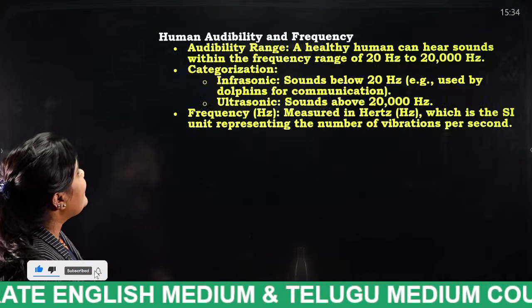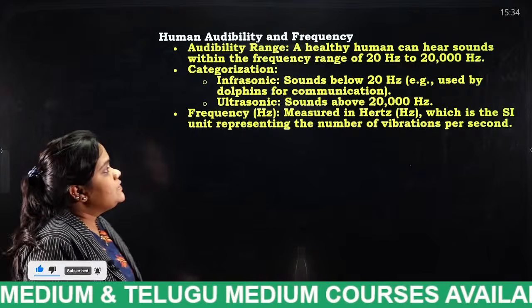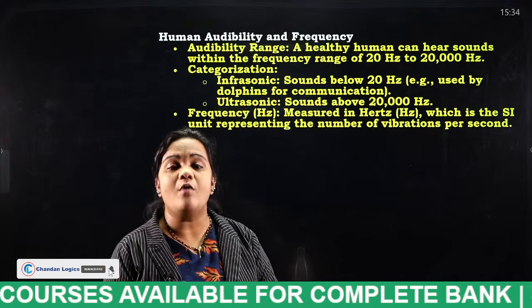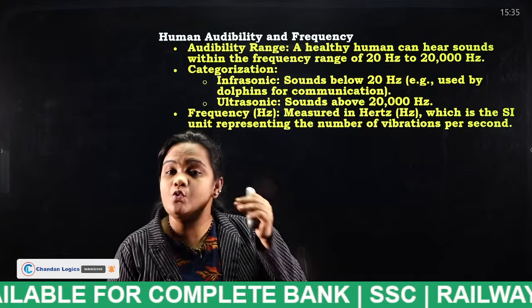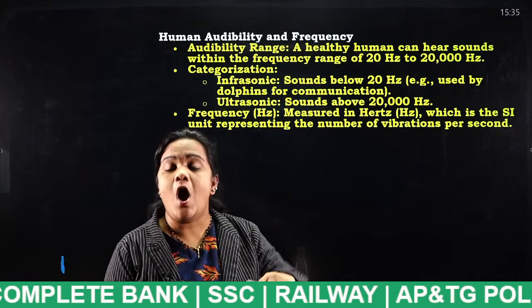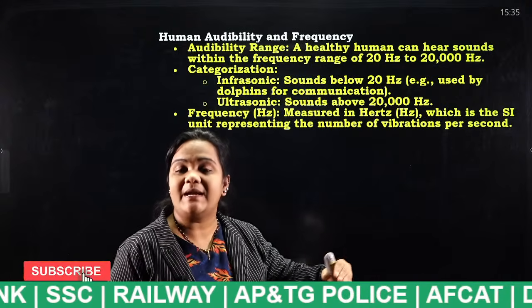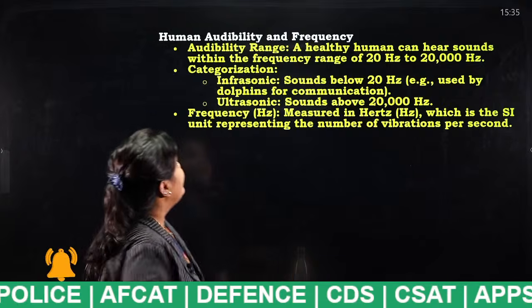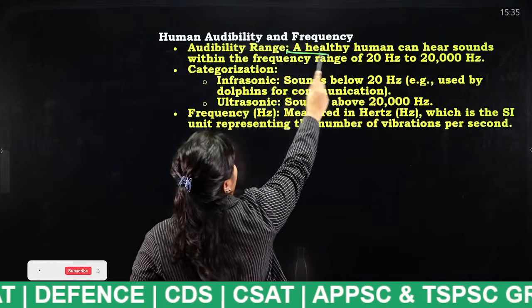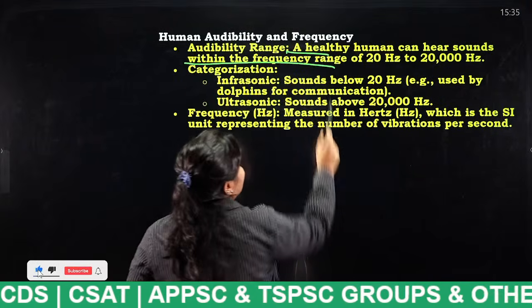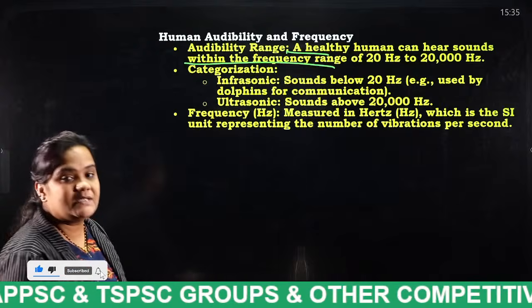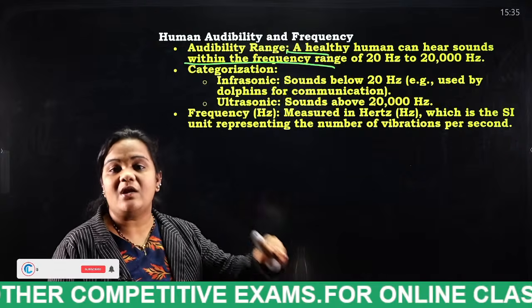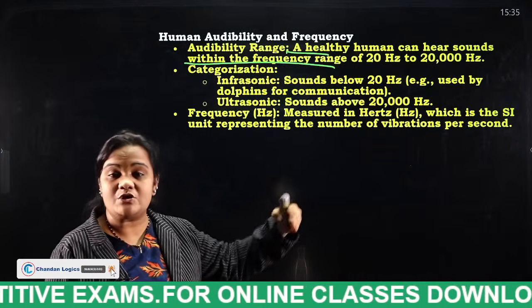Next, human audibility and frequency. How many hertz can we hear? How much capacity does our human ear have? Audibility range: a healthy human ear can hear within the frequency range of 20 Hz to 20,000 Hz. Beyond this, our ear cannot hear that much sound.